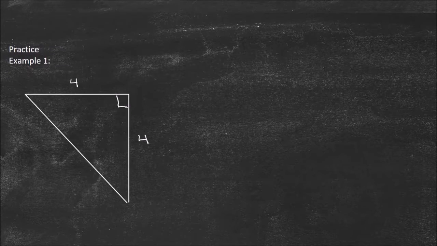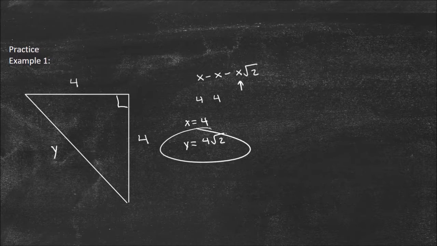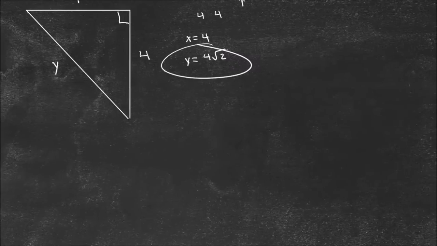So let's look at an example. We're looking for the last side length. We'll call this y. So we're looking for y, and we're given that 4 and 4 are the two side lengths. Well, let's remember our ratio. It's x, x, x square root of 2, where the legs are the x. So now we know it's 4 and 4, so that means x equals 4, right? Because the side lengths are equal to x. And then y must be 4 square root of 2 because it's x square root of 2. So that's all it is. Pretty basic one there.